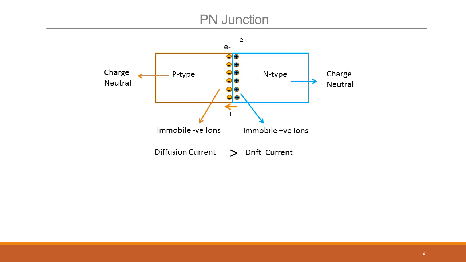Okay. So what happens now? Diffusion current is still larger than drift current, so some more electrons will try to go from the N type to the P type, right? And what will it do? It will expose some more positively charged ions here, and correspondingly some negatively charged ions will be formed here.